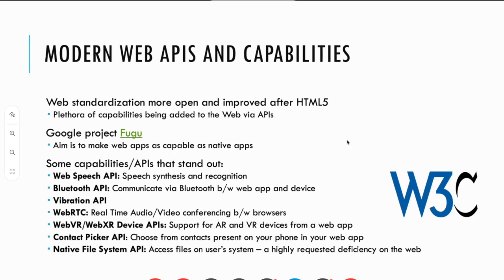Look at some of the capabilities and APIs that are in the works. So for example, the Web Speech API, which allows you to generate speech from text or even do recognition. So basically you can talk using your microphone, and it would be able to generate text. And this is all happening without using any native app, just JavaScript code. Similarly, you have the Bluetooth API, the Vibration API, which allows you to vibrate your phone using JavaScript. Then there's WebRTC, which allows you to do real-time audio-video conferencing between browsers. So we are working on WebEx. Some of you may be using it from the website, so you can imagine how that is working.